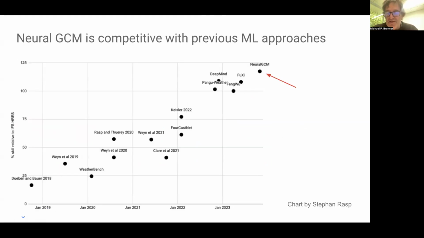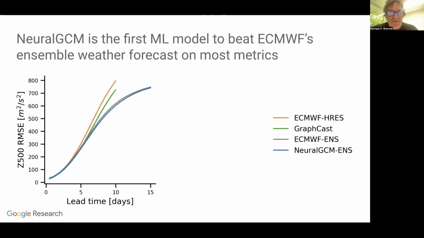And so the neural GCM is competitive for 3 to 5 day predictions. I'm not going to talk about this slide. But also the neural GCM was the first model that beat the ensemble weather forecast on most metrics. So this is a plot which shows one variable that people tend to use as a function of lead time. And this is the ensemble neural GCM, the blue curve, which was trained as I just described. And this is ECMWF's ensemble.